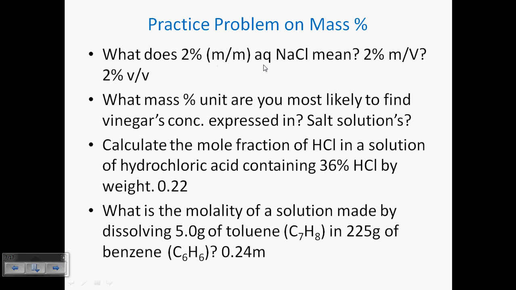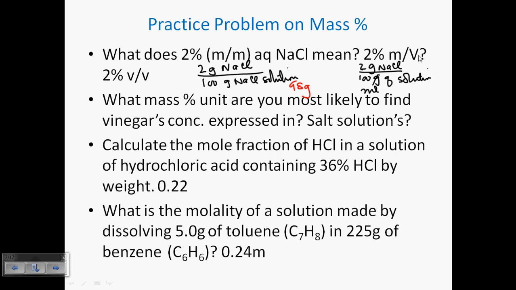What does a 2% mass by mass aqueous NaCl mean? It means you have 2 grams of NaCl in 100 grams of aqueous NaCl solution. So how much water is present in this system? 98 grams. Very good. What does a 2% mass by volume aqueous NaCl mean? It means there are 2 grams of solid NaCl that's dissolved in 100 ml of solution. Not grams now, because it's mass over volume.